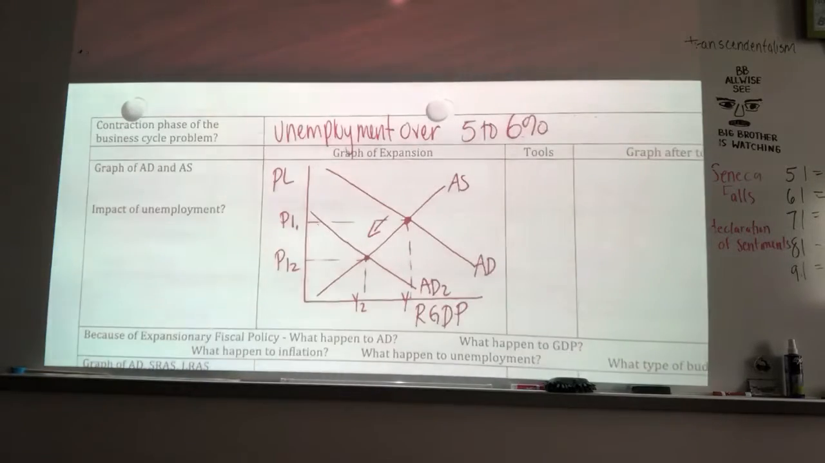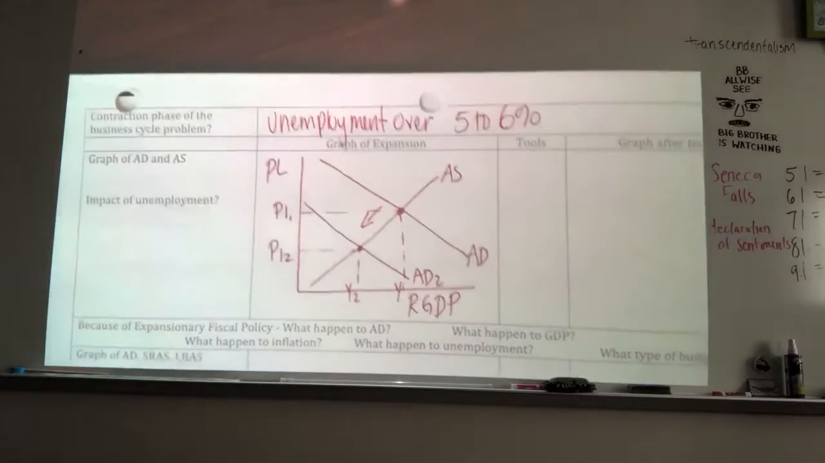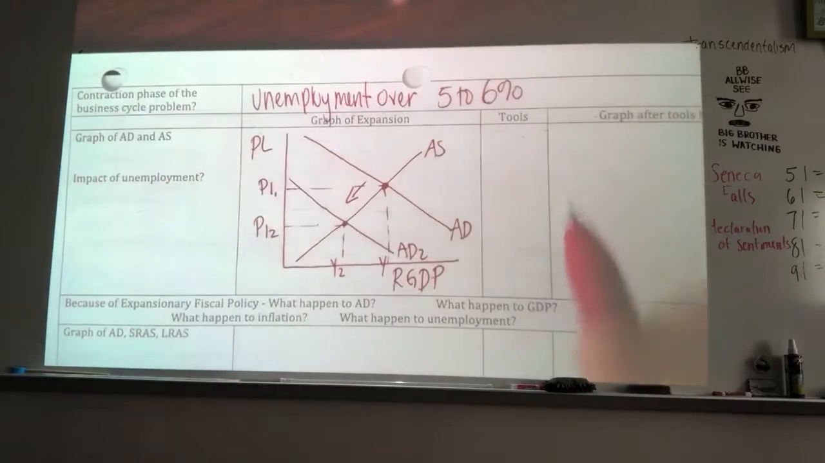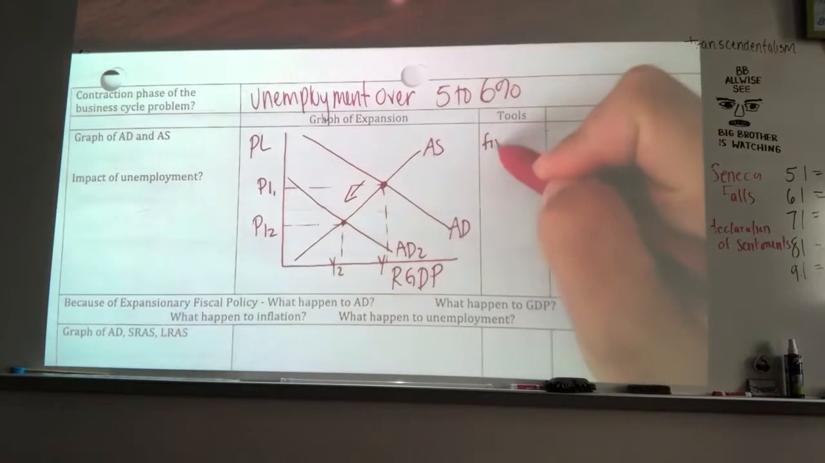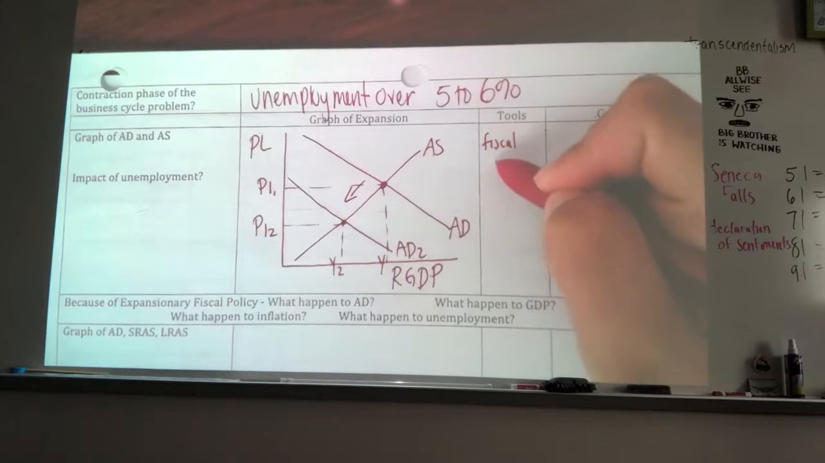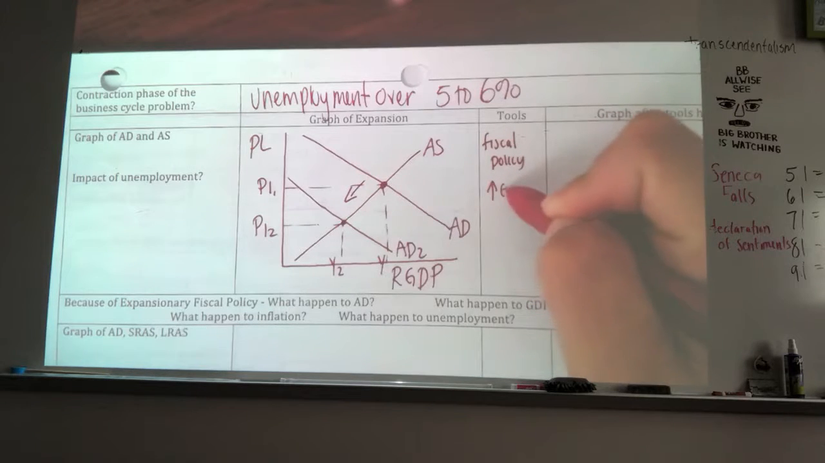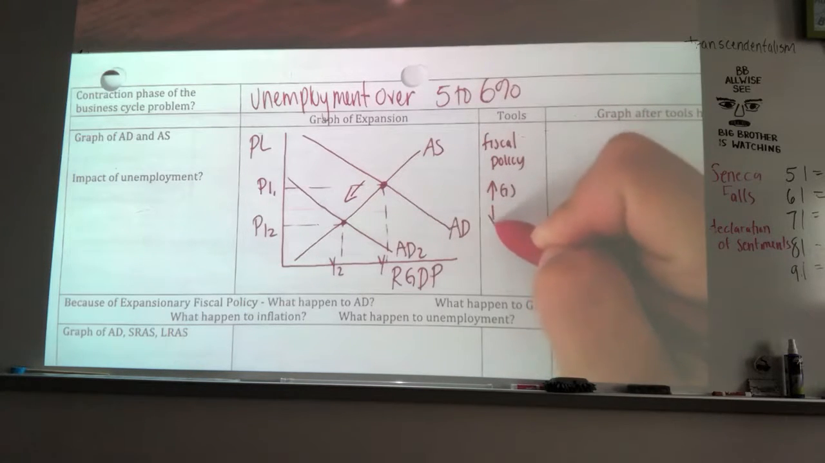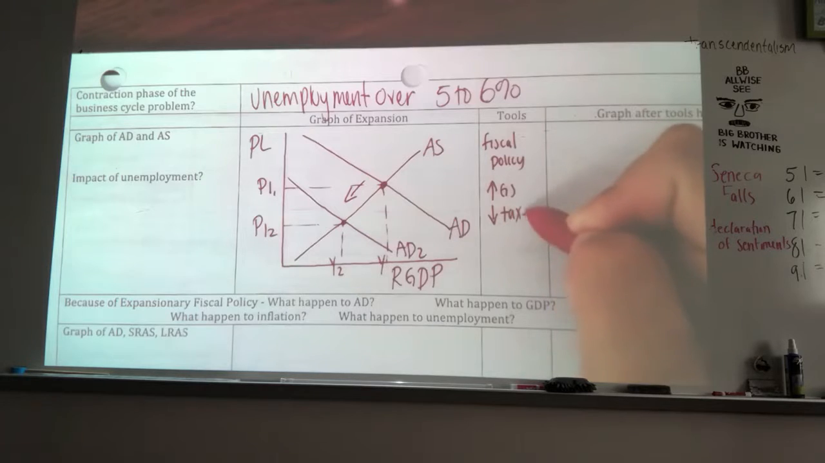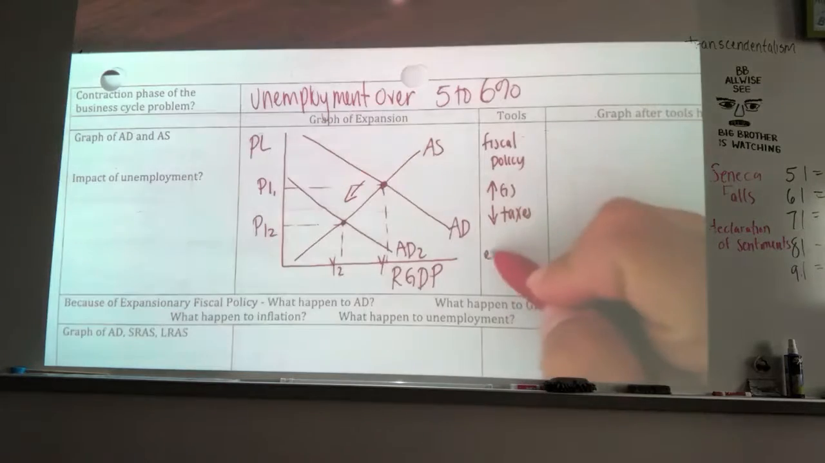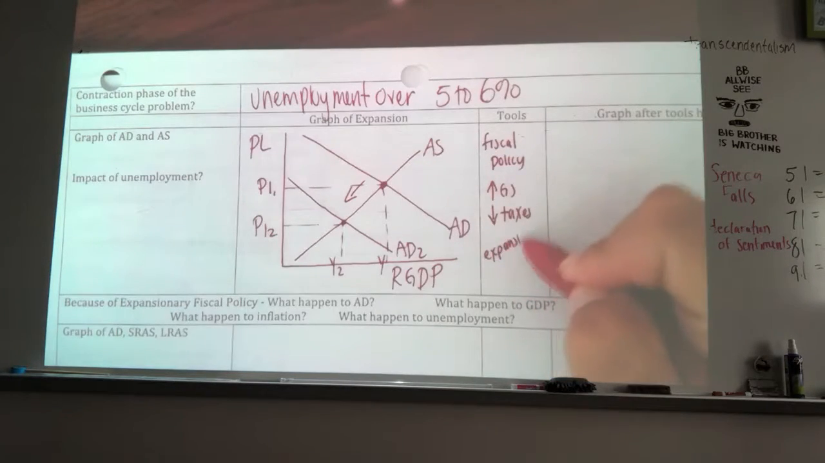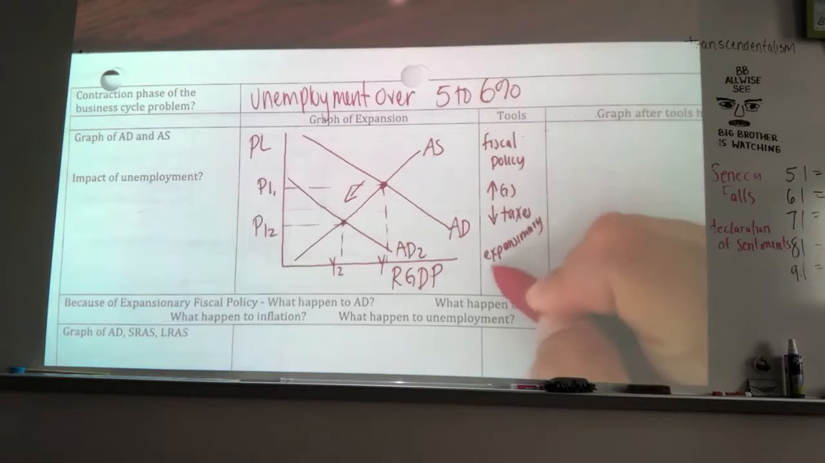So, what policy will the government run? Not easy. What fiscal policy? Government spending and tax cuts. Okay, so the fiscal policy is they're gonna increase government spending and decrease what? Taxes. So this is called expansionary fiscal policy.